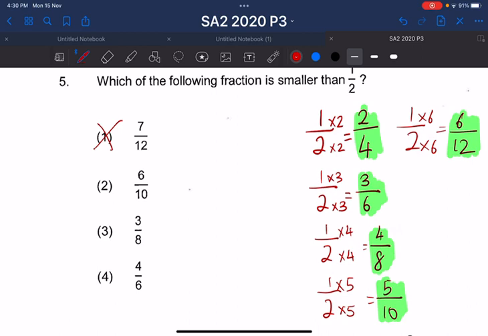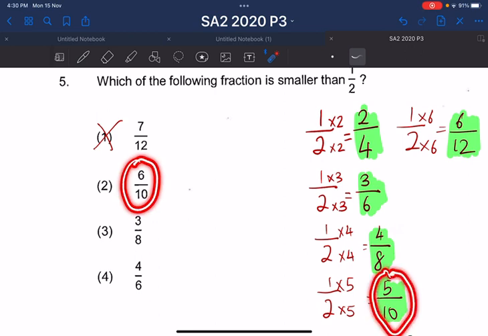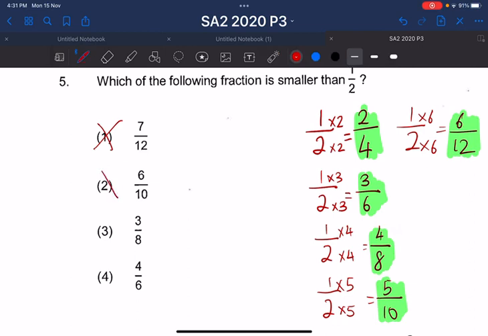Now what about 6/10? So we are going to look at the 6/10 over here, as well as the tens over here. 6/10 and 5/10. Remember, the 5/10 is the halves. 6/10, is it bigger or smaller than 5/10? It is bigger, right? So we also don't want that. We want something that's smaller.